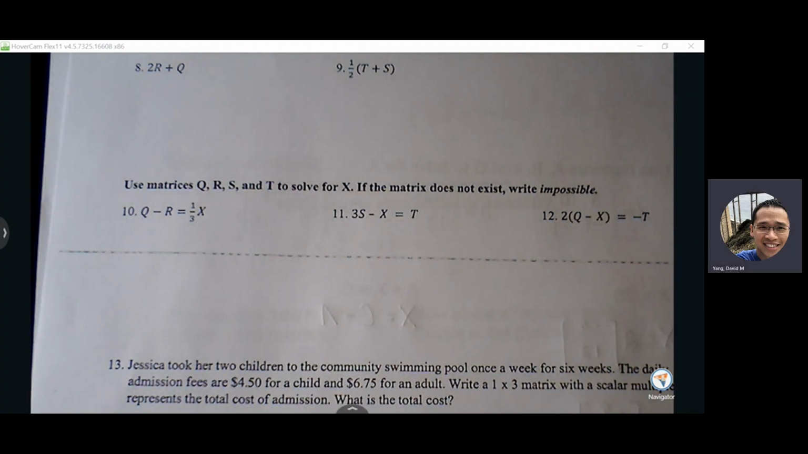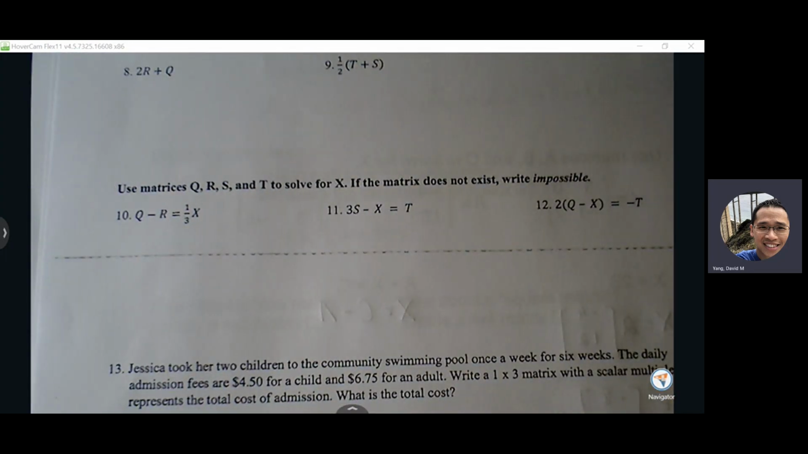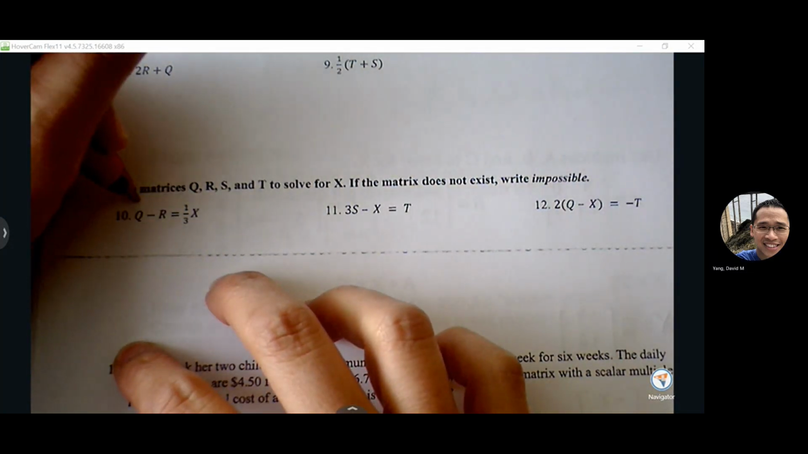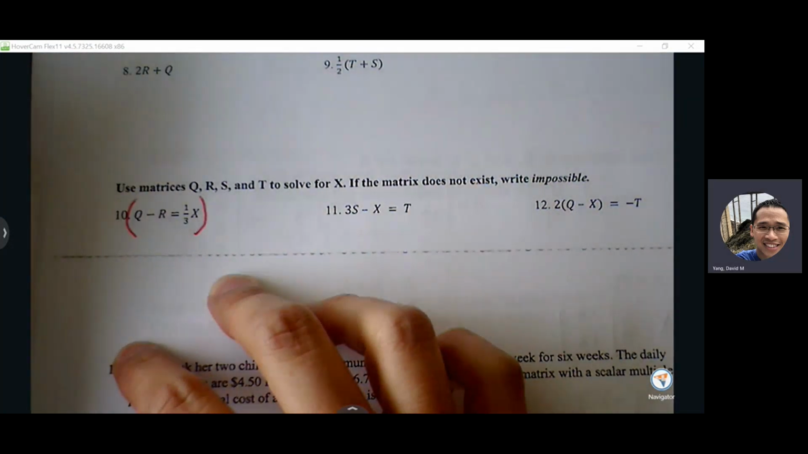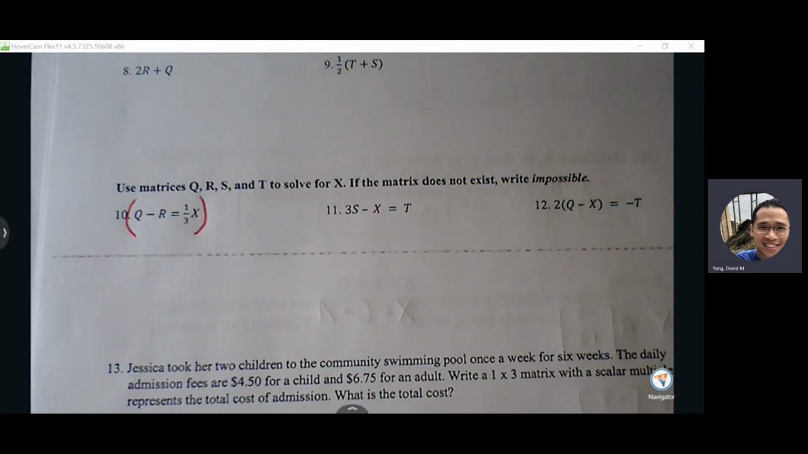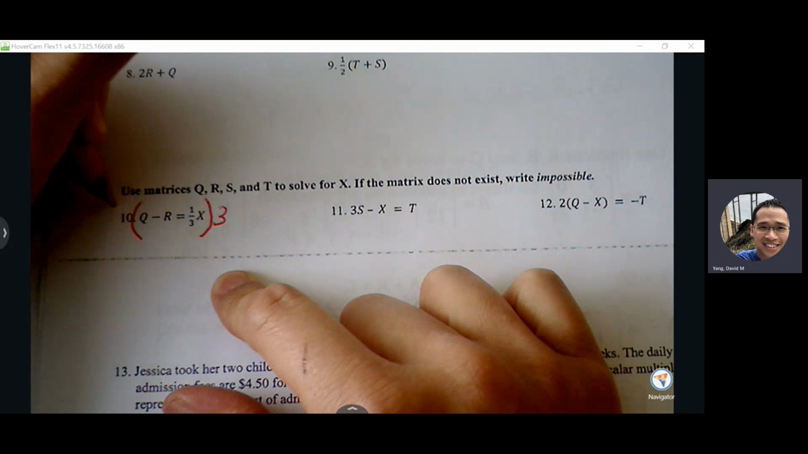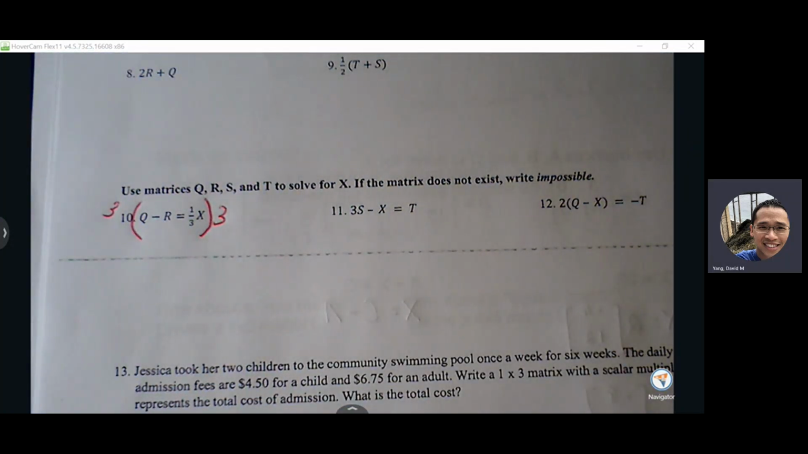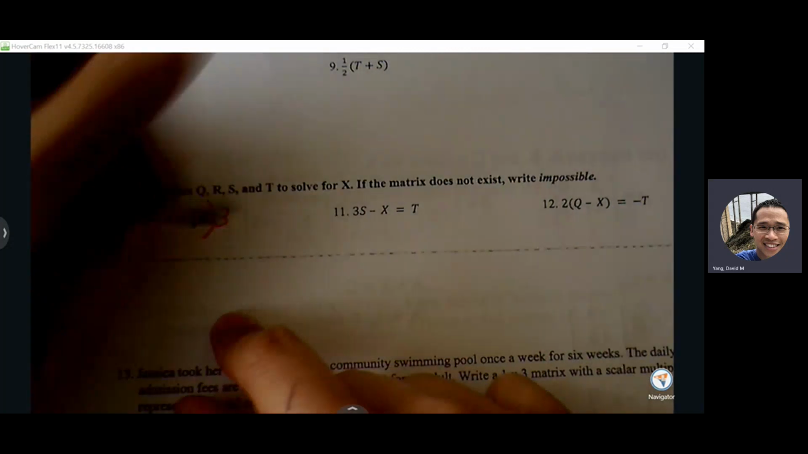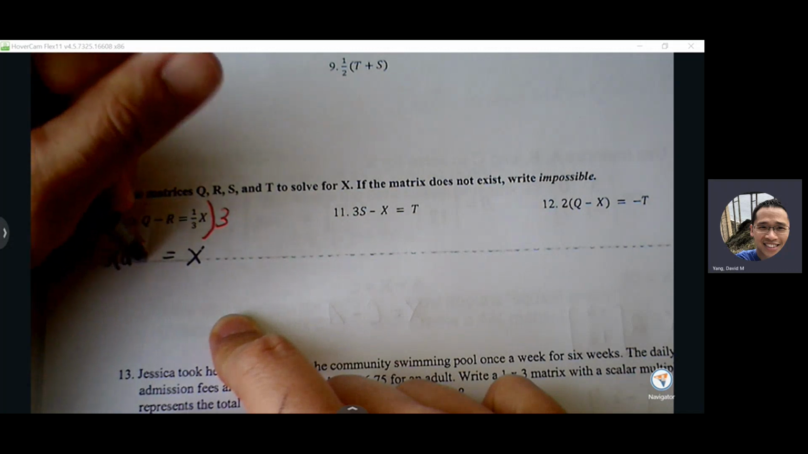Let me talk about 10 for a moment here. I'll put this up again if some of you are still needing to look at this. So number 10, it feels messy with that 1/3 x, but I want to solve for x. So what can I do to both sides to get rid of that 1/3? Dividing by 1/3 is the same thing as multiplying by the reciprocal. So I can multiply a 3 through both sides of the equation, and that will allow that 1/3 to go away. And so x is equal to 3 times q minus r.